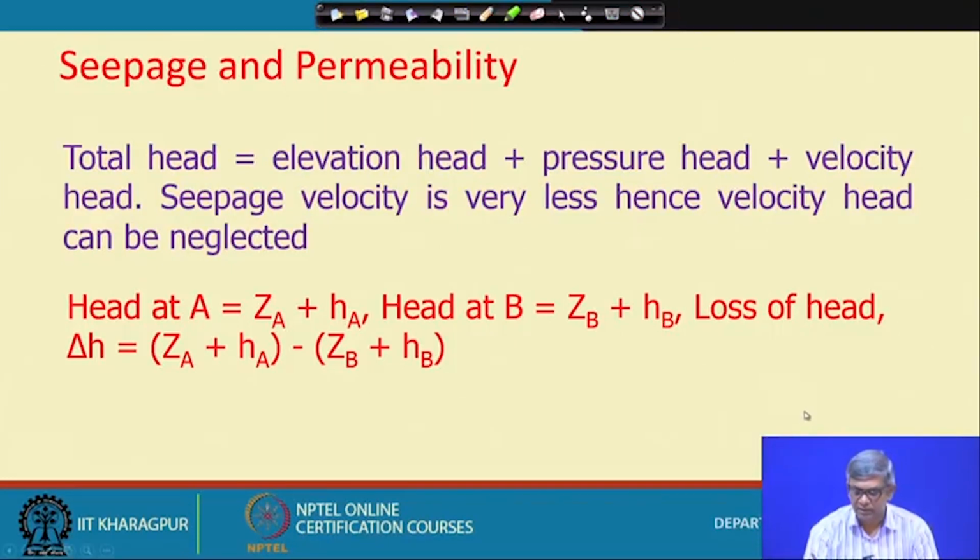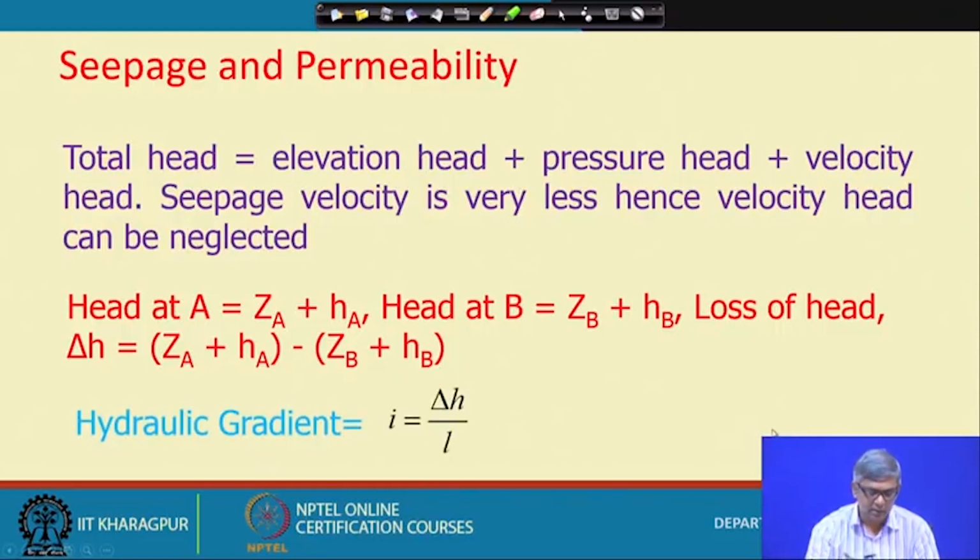And this is the figure I will show next. So, the hydraulic gradient is here, whatever I have said: hydraulic gradient i equals delta H, that is the head loss, divided by L, over length L.